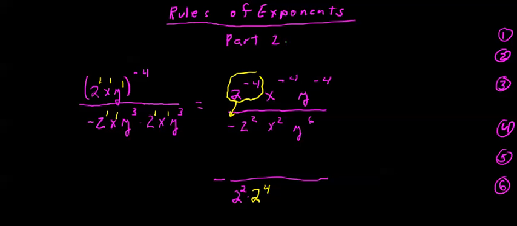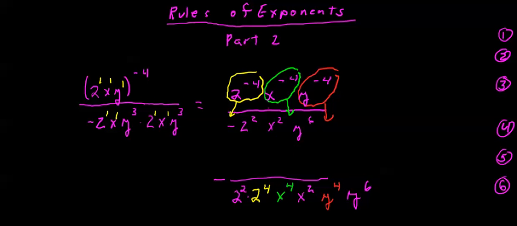I'm then going to take this x to the negative 4th, move it down, and it becomes x to the fourth. And I also have x squared sitting here. And lastly, I'm going to take this y to the negative fourth and move it down. It becomes y to the positive fourth. And I still have y to the sixth. I have to have something in my numerator, so I put a 1.